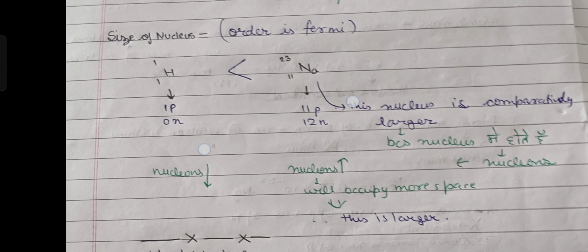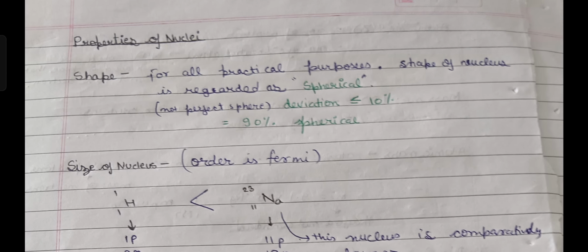Properties of nuclei. First property is its shape. Now, for all practical purposes, देखो, हर काम के लिए, हर practical purpose के लिए जो shape होता है nucleus का, we assume it, we regard it as spherical. As we all know, atom is spherical, so.